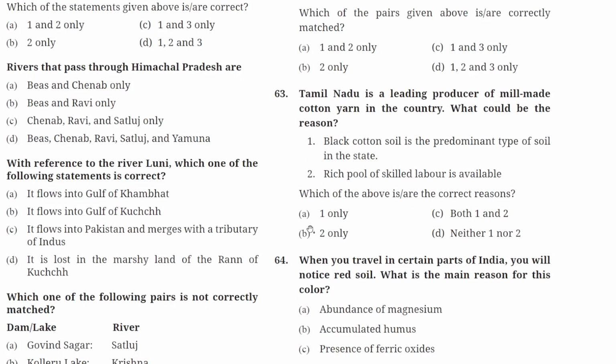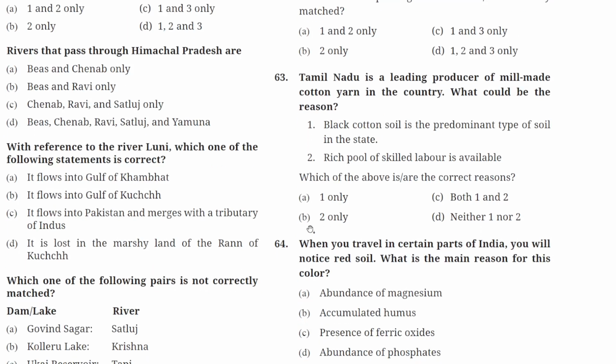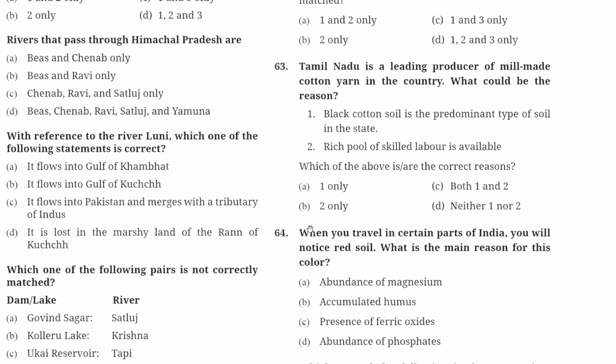63. Tamil Nadu is a leading producer of mill-made cotton yarn in the country. What could be the reason? The reason is basically that a rich pool of skilled labor is available. Black cotton is not the answer here. So 63 is B, 2 only, rich pool of skilled labor.